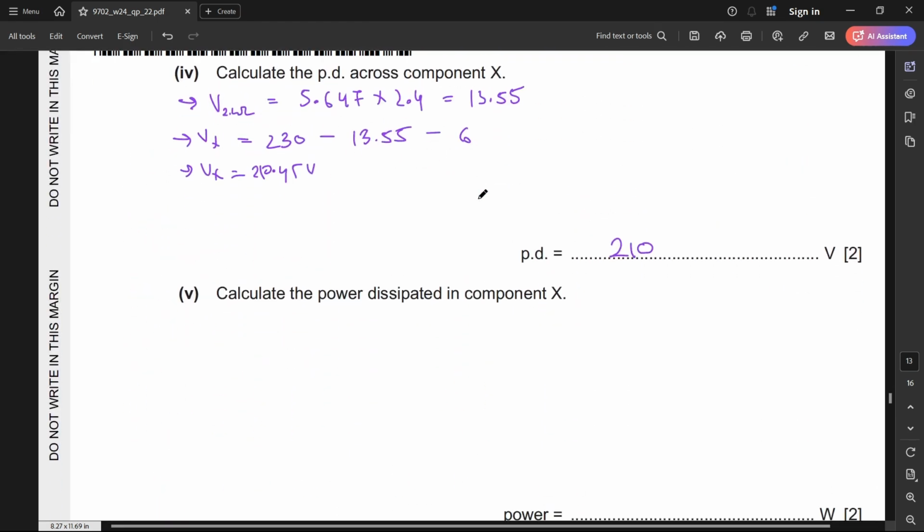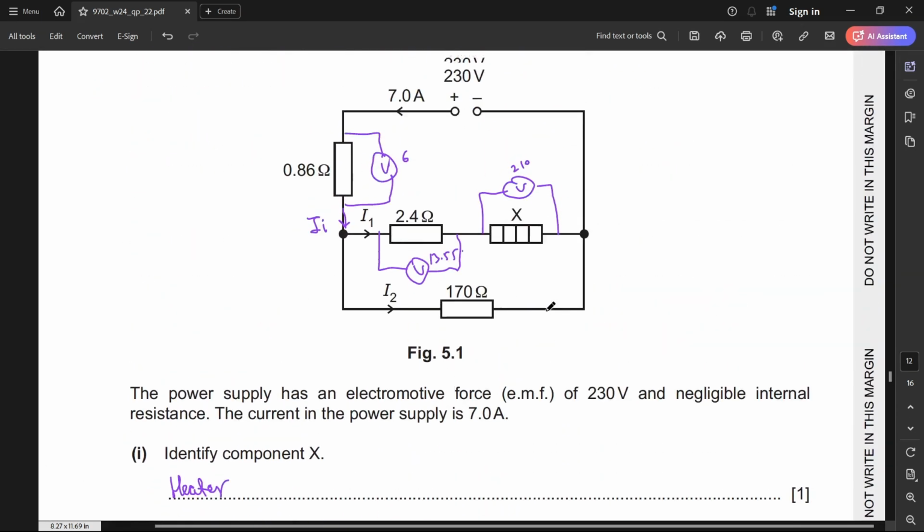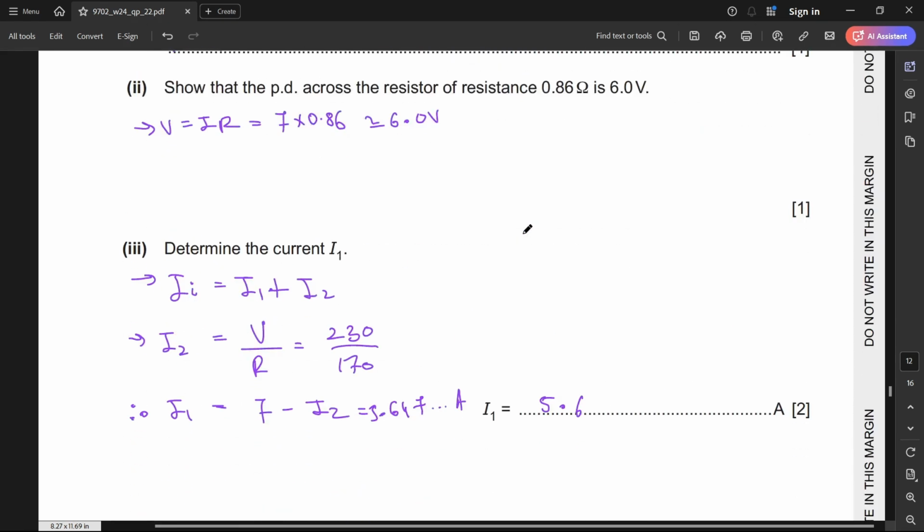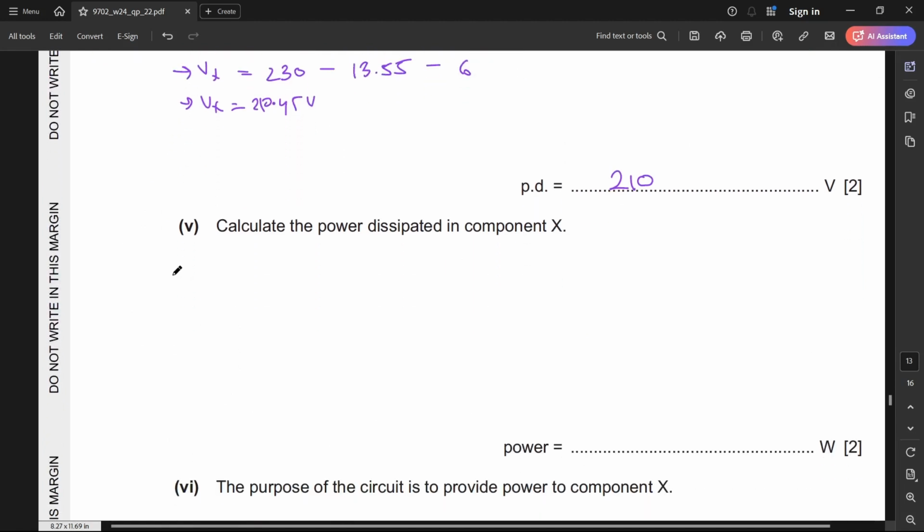Now, calculate the power dissipated in the component X. For this, I know that the current is going to be 5.647. V is this. So P is equal to IV is what I can use to get the power over here. So P is equal to IV. The current is 5.647. V is 210. So it comes out to be 1185.87 watts. That is approximately 1200 watts.